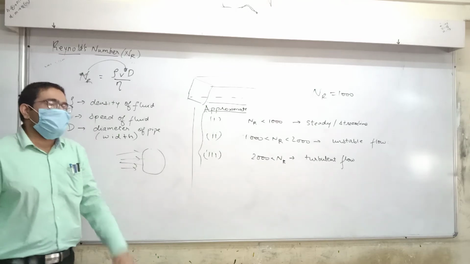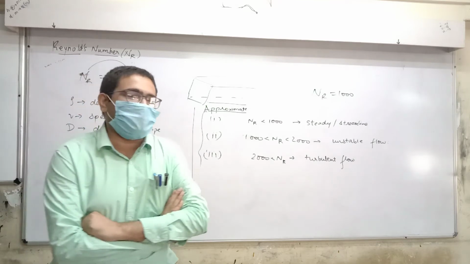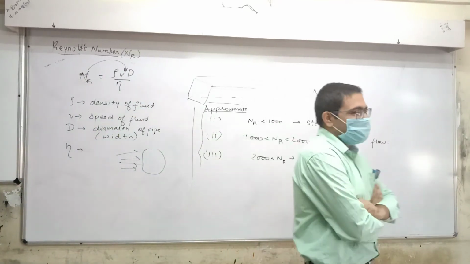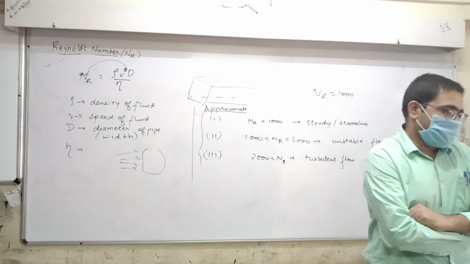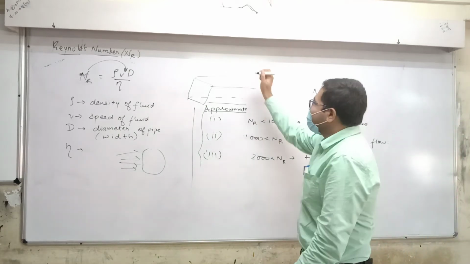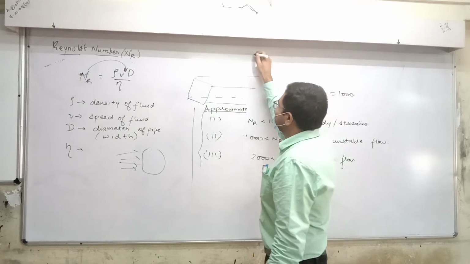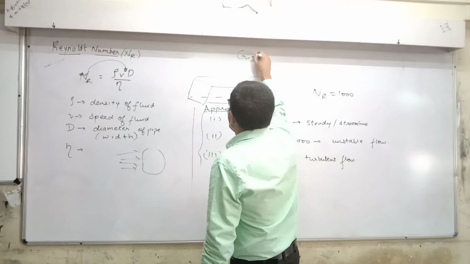Okay? Right. So that's about Reynolds number, and this is where we end the viscosity part of the chapter. Alright? One word came to mind. Sorry. There is a word. Please write this. Critical velocity.